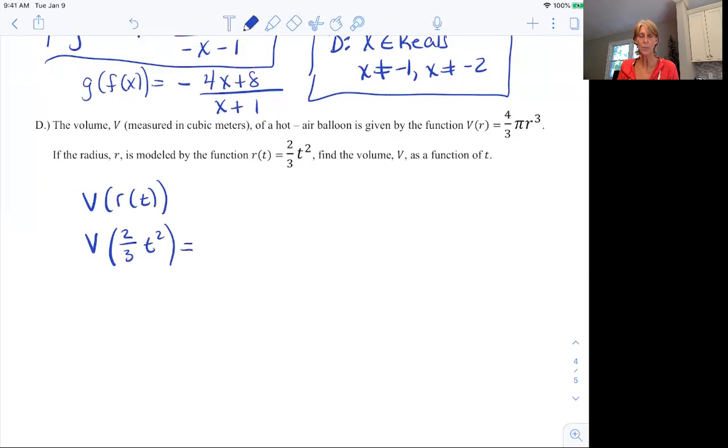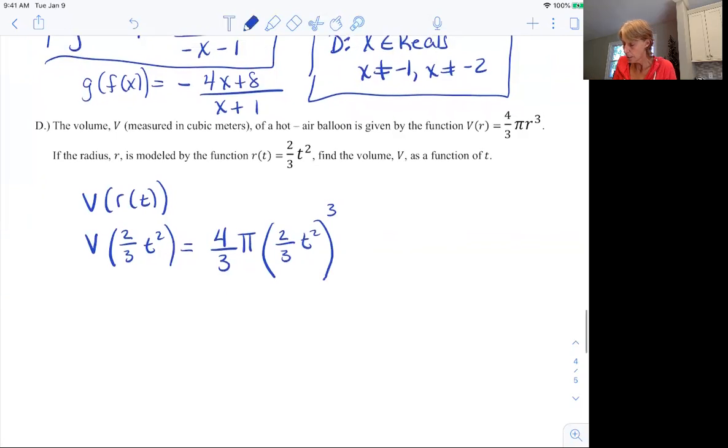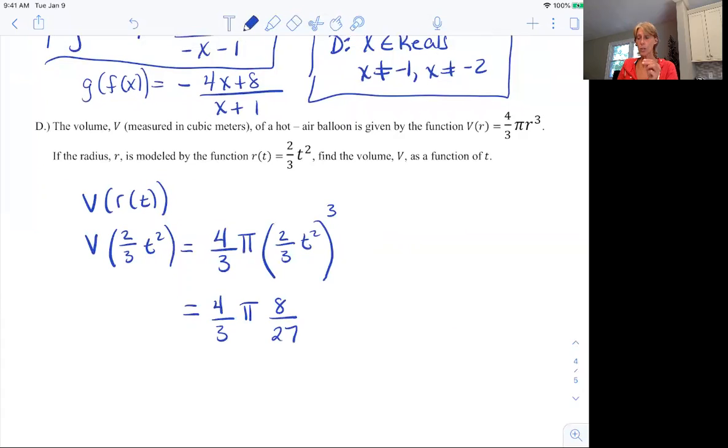This notation tells me to, every place I see an r in V, I'm going to replace it with 2/3 t squared. So I write down my function, 4/3 pi. Now I'm going to substitute in for r, and that gets cubed. Now we have to clean this guy up. So we have to use our exponent laws. 2 cubed, 8. 3 cubed is 27. T squared cubed. Multiply your powers, t to the 6th.